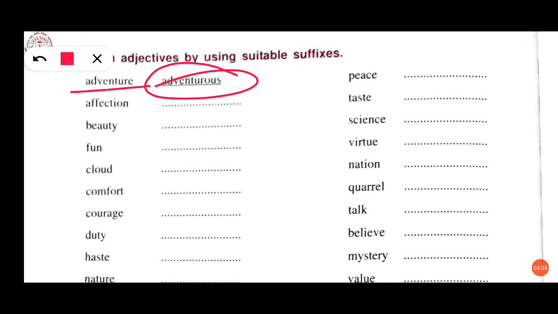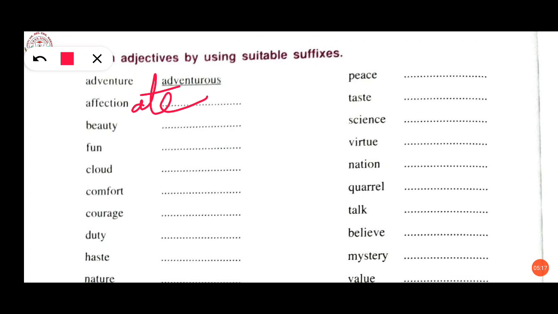So the first one is adventure. What have you added here? Adventurous. It means you remove the E and in place of E you add OUS. So it becomes adventurous. Second is affection. For affection you have to form an adjective, and this will become affectionate. ATE is the suffix here.